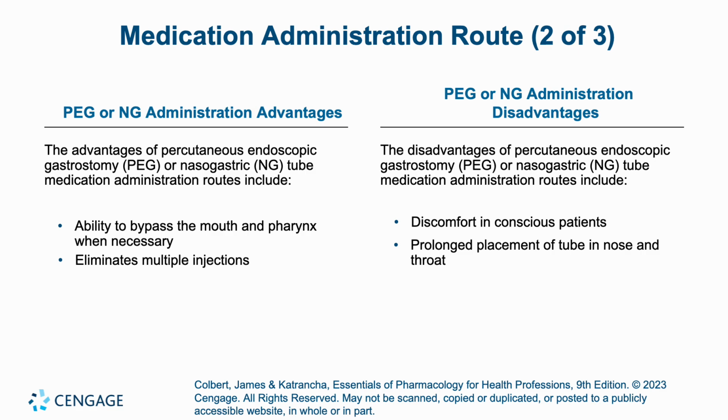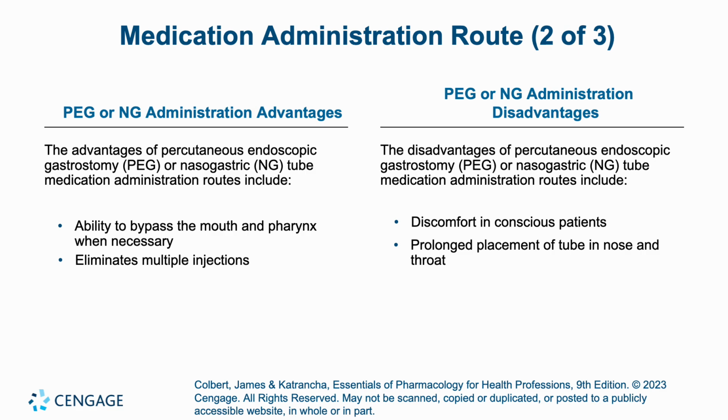PEG or NG administration advantages. Advantages of percutaneous endoscopic gastrostomy or nasogastric tube include the ability to bypass the mouth and pharynx when necessary and eliminates multiple injections. If somebody cannot swallow a pill and there is a form that can be given in the PEG or NG tube, maybe they need 5 or 10 medications. Well, that's 5 or 10 injections we just saved them, either by shot or by IV. Because again, we don't want to place an IV if we don't absolutely need to. That's a more invasive route.